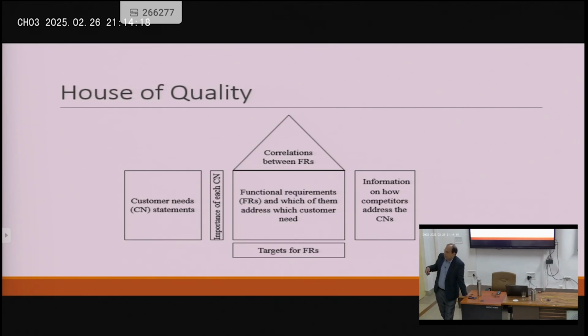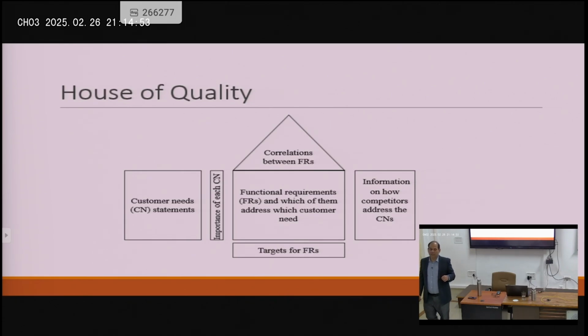In the middle, we have functional requirements. So each column is a functional requirement. I'll show you in a bit. And then we have mapping, right? So each column is a functional requirement, and then we have customer needs, and we put a dot or a cross, like, this functional requirement addresses this customer need. And then since functional requirements are columns, we look at correlations between them, and then we can mark correlations in the roof. And below the house, so to speak, we have targets for the functional requirements, right?